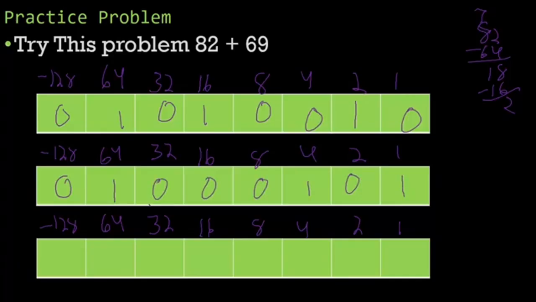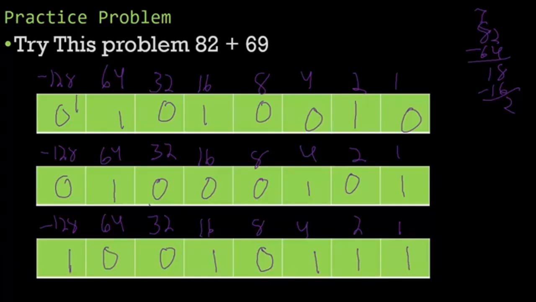So all I need to do now is follow the arithmetic rules. So let's go ahead and follow our arithmetic rules. We have 0 plus 1, which is 1. 1 plus 0, which is 1. 0 plus 1, which is 1. 0 plus 0, which is 0. 1 plus 0, which is 1. 0 plus 0, which is 0. 1 plus 1, which is a 0. We carry the 1. And 1 plus 0 is 1.